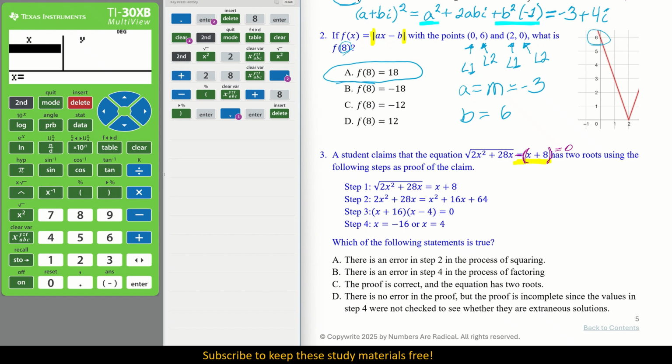They took, squared both sides. Step 1, they wrote down the problem. Step 2, they squared both sides. I absolutely agree. And I agree with the findings. Perfect. Then what did they do?